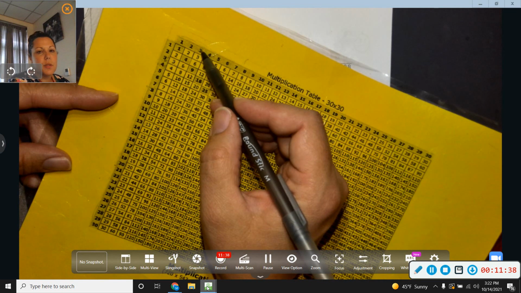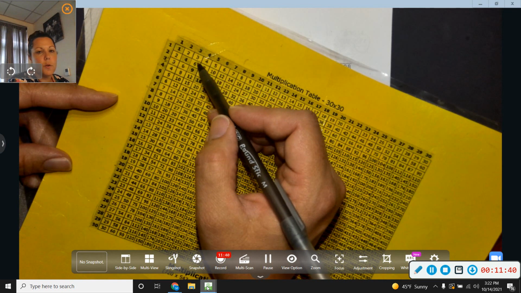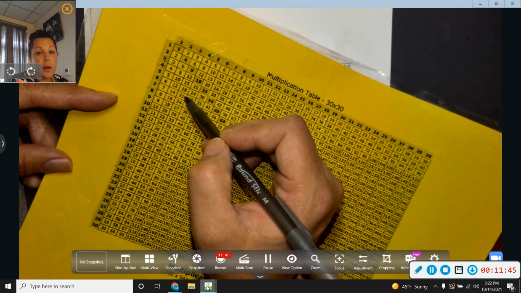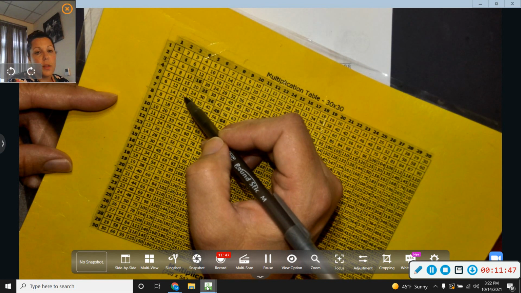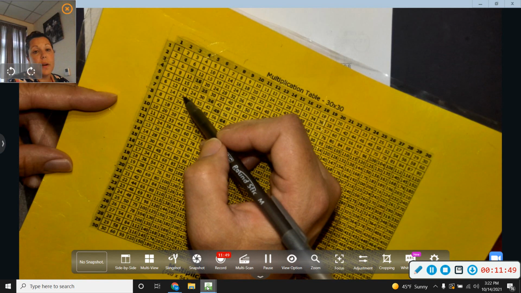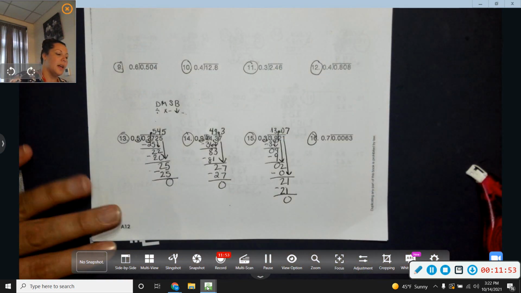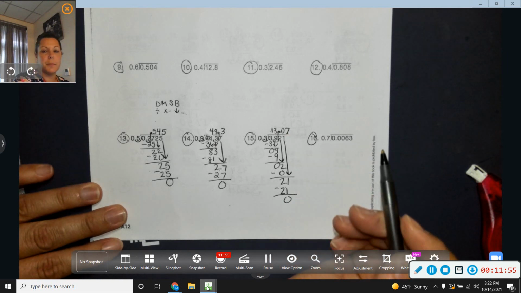How many times does 3 go into 21? If you don't know, look down your 3 column until you find a number that's close to 21 without going over. Well, we found it exactly. It went in 7 times. Okay? That's how we got this 7 here.